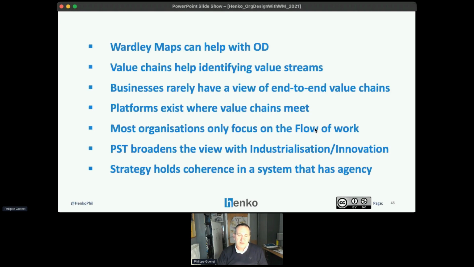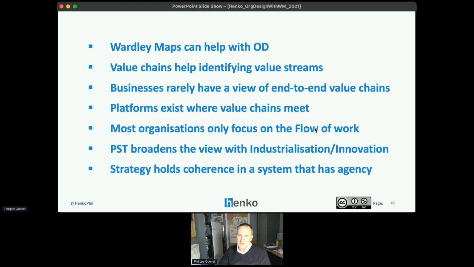Platforms do exist or have the potential to exist where value chains meet. Sometimes you need to consider creating a platform. Sometimes you need to consider bringing services into the value stream and getting the value streams to work together. That's always a very, very contextual choice to make. Most organizations tend to focus on the flow of work where they should focus on the flow of value. And I think once you do the value streams and you see those value streams in the middle, in the settler space, industrialization and innovation really broaden that view, where the business starts looking at the flows of the business and how innovation flows into the business.